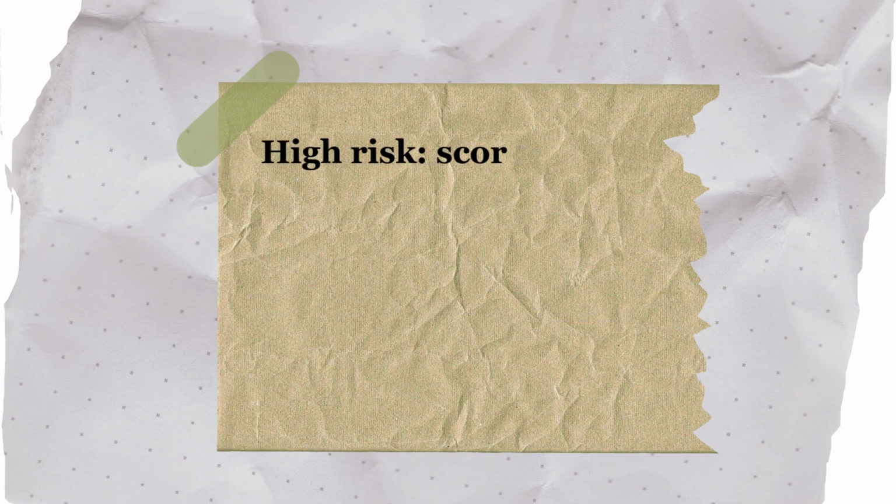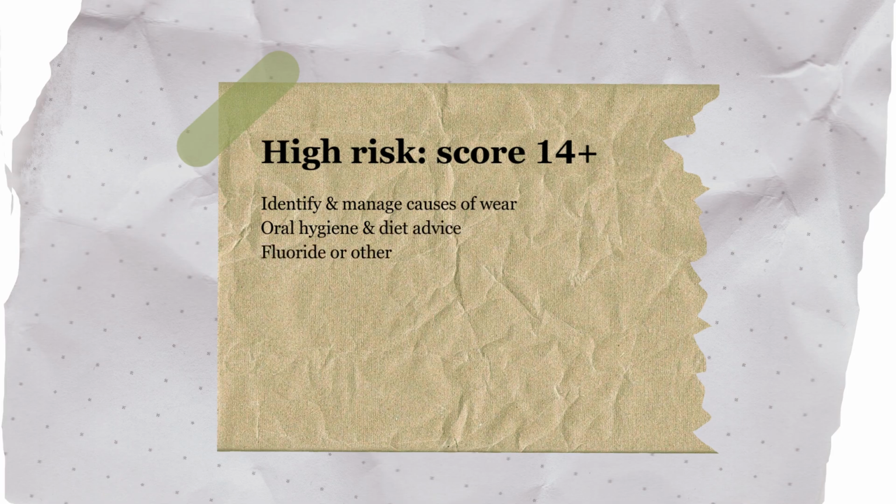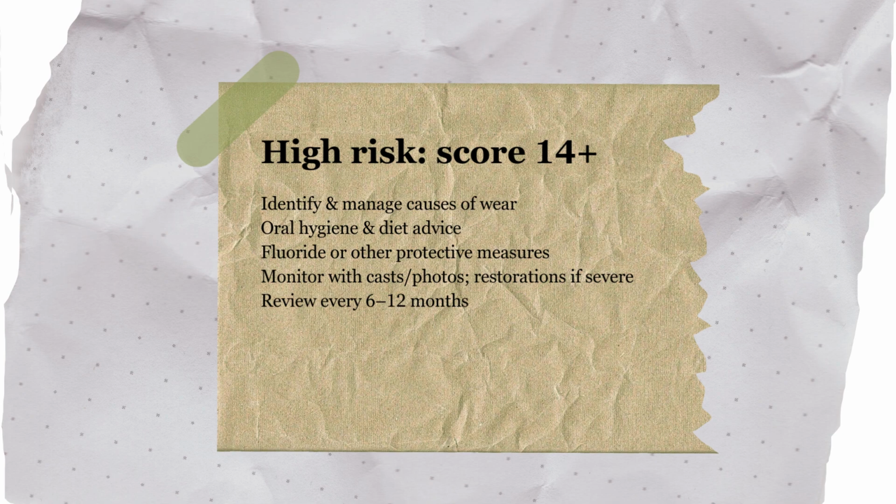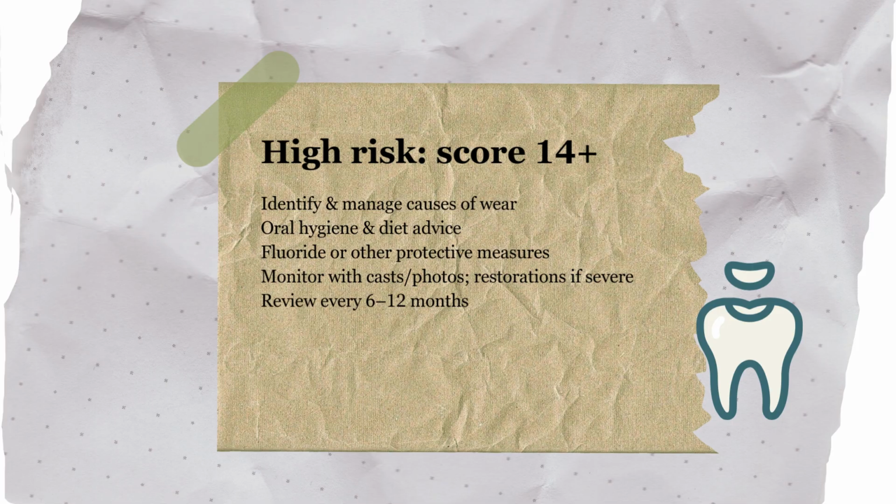Finally, a total score of 14 or more indicates high risk. The approach is similar to medium risk. Identify causes, provide advice, and strengthen the teeth with fluoride or other strategies. Progress should be closely monitored with casts or photos. If the wear is severe or progressing quickly, special care including restorative treatment may be required. Reviews should also be scheduled every 6 to 12 months.